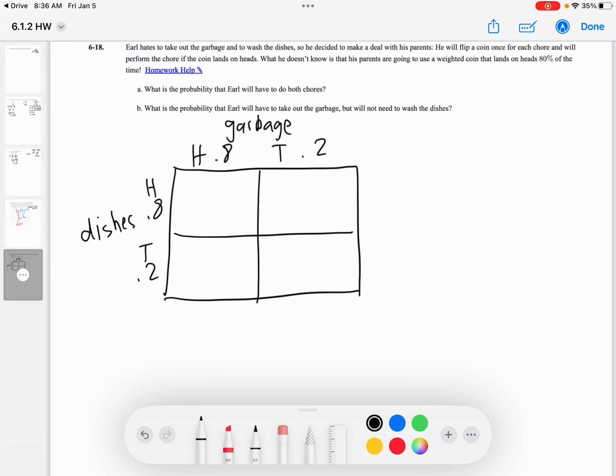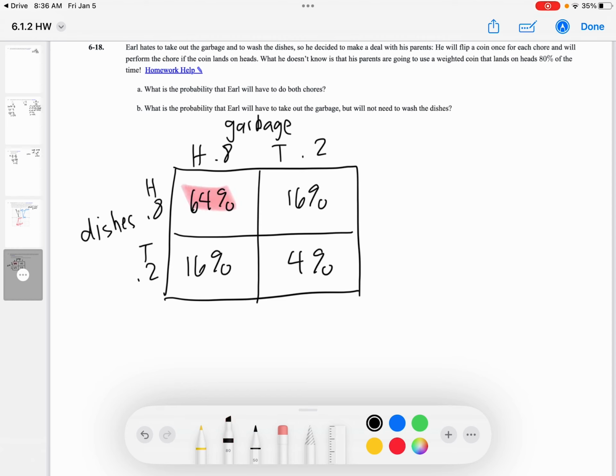0.8 times 0.8 is 64% of the time it's going to land on heads there. 0.2 times 0.8 is 16% of the time it's going to land here, 16% of the time here, and the rest of the time, 4% of the time, he's not going to have to do either. Okay, so what is the probability that he will have to do both chores? It's going to be 64%.